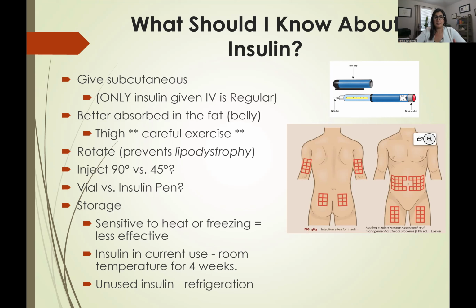You can inject 90 degrees if the patient has good subcutaneous tissue or fat in a good size. But if you have a skinny person that doesn't have as much fat on that area, you might have to adjust your angle. For example, 30 degrees, 45 degrees.